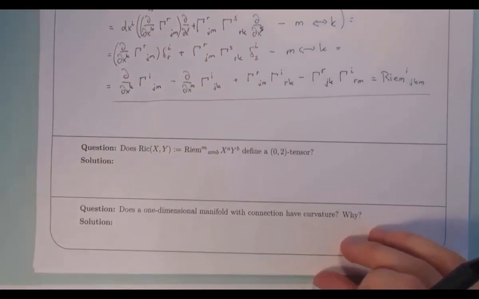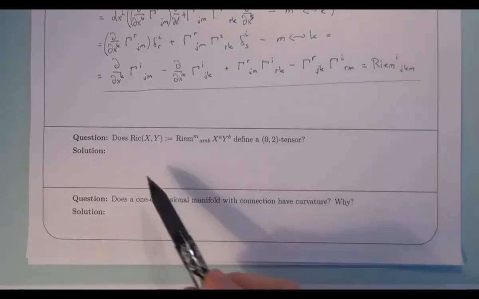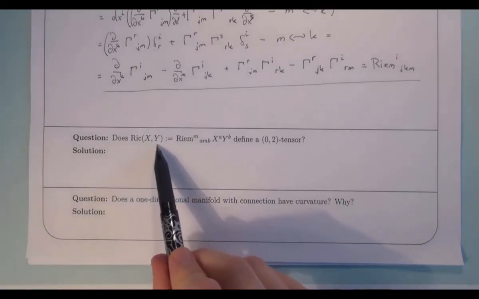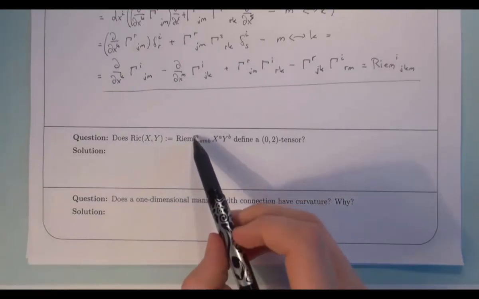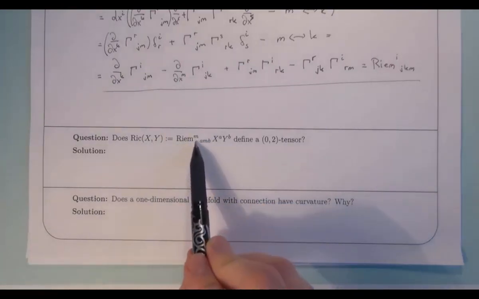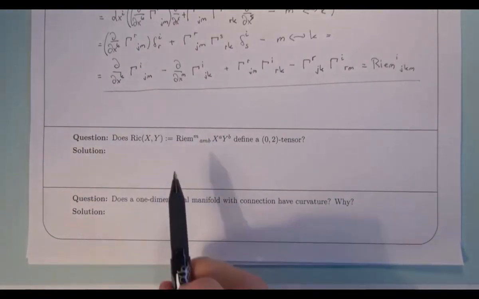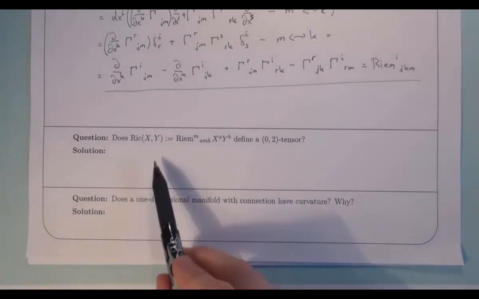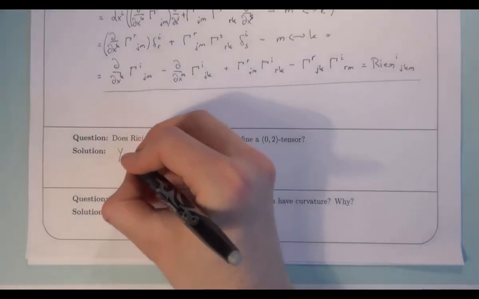So we move on to the last questions of this exercise. First it says that we define the Ricci tensor, Ric, as the Riemann tensor with a contraction over the first and third index, and we fill in the two slots with two vector fields x and y, and does this definition define a 0-2 tensor? Well, yes, it does.